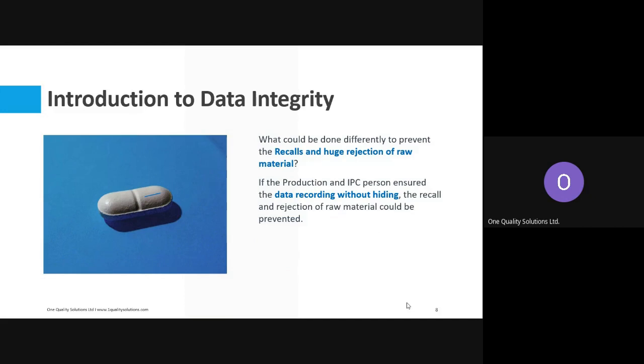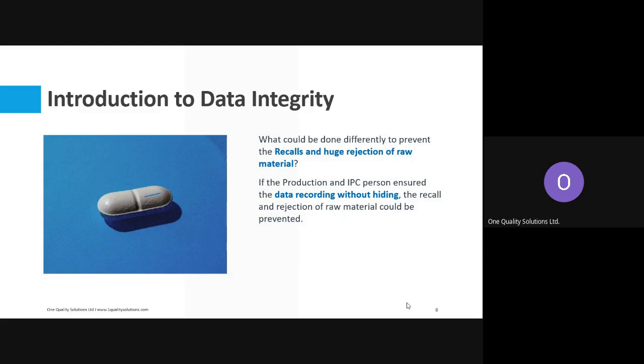So what could be done differently? Yes, the production and the IPC persons were supposed to ensure the recording of the data without hiding it. So this recall of the 3 batches and rejection of the raw materials could be prevented. So what is it? It is data integrity, because they did not report it to avoid the deviations. So this is a data integrity violation.